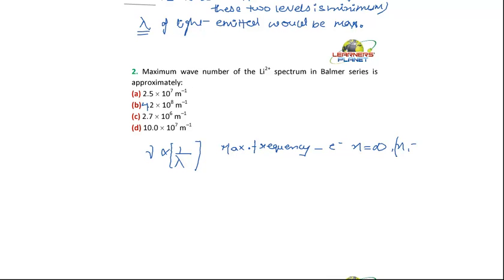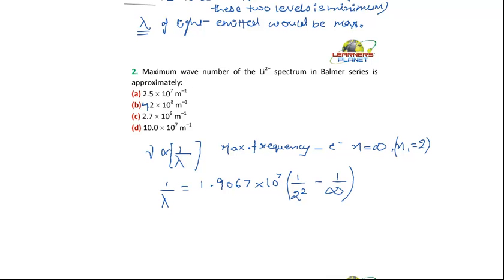If it's Lyman, it should be infinity to 1. If it's Balmer, it should be infinity to 2. Right? So the maximum wave number, from where can we obtain that? That is again 1 by lambda is equal to 1.0967, that is the Rydberg's constant, multiplied by 10 to the power 7 per meter, multiplied by 1 upon 2 square, where the electron is coming to the second energy level. From where is it coming? From infinity.